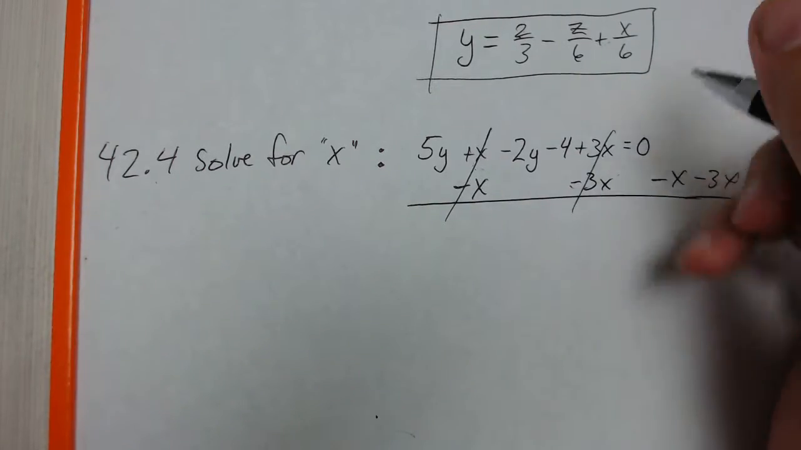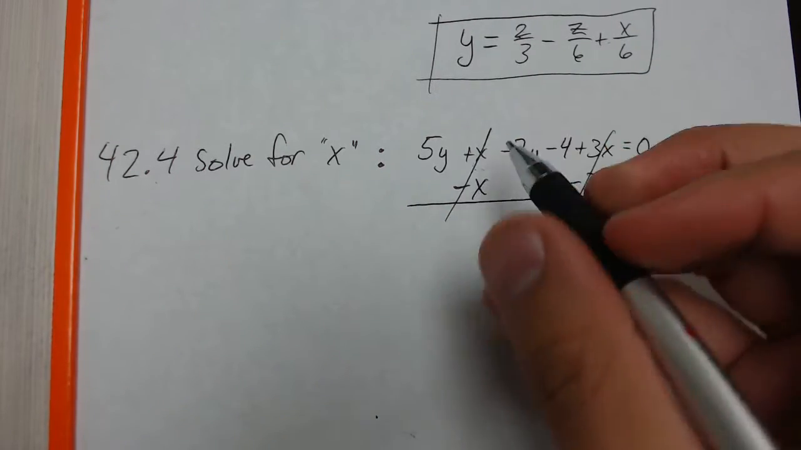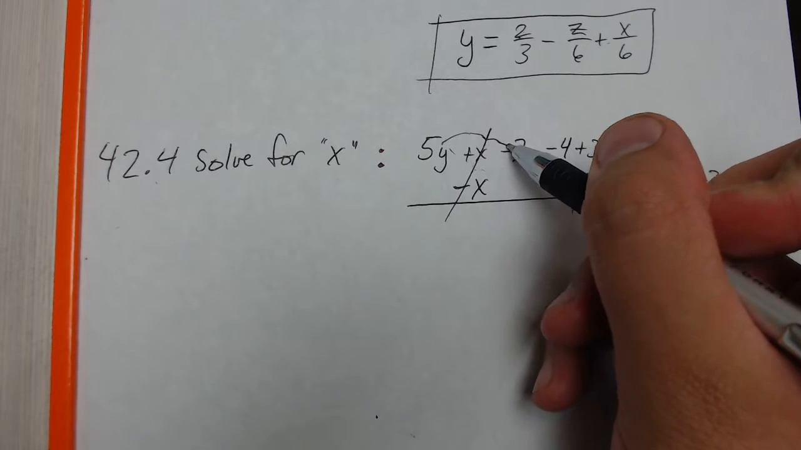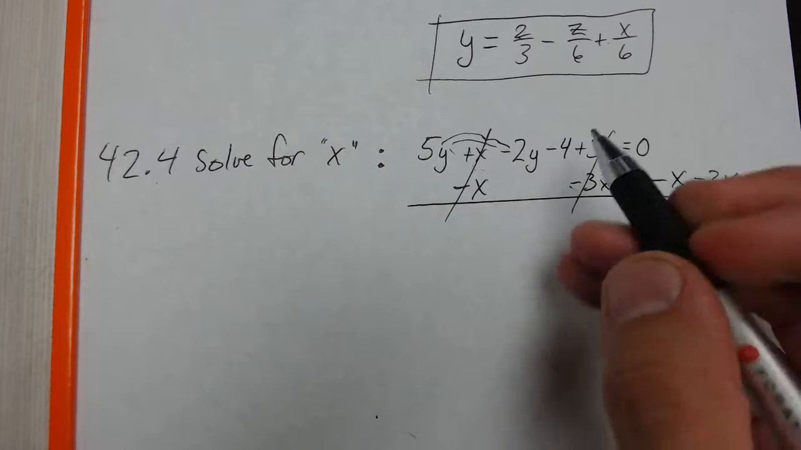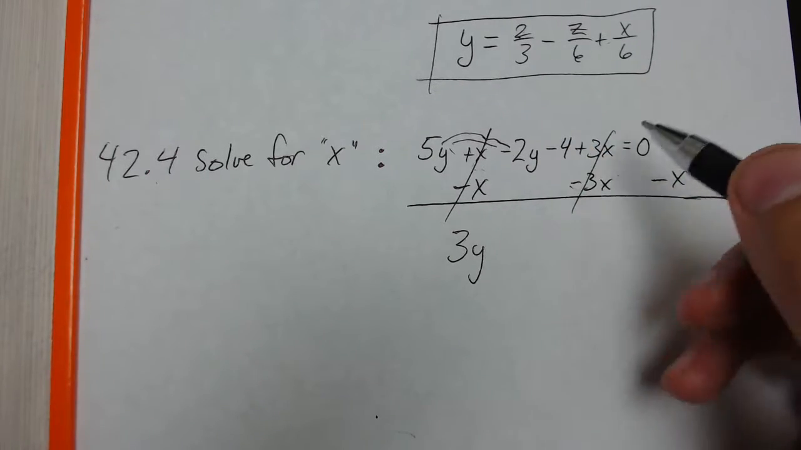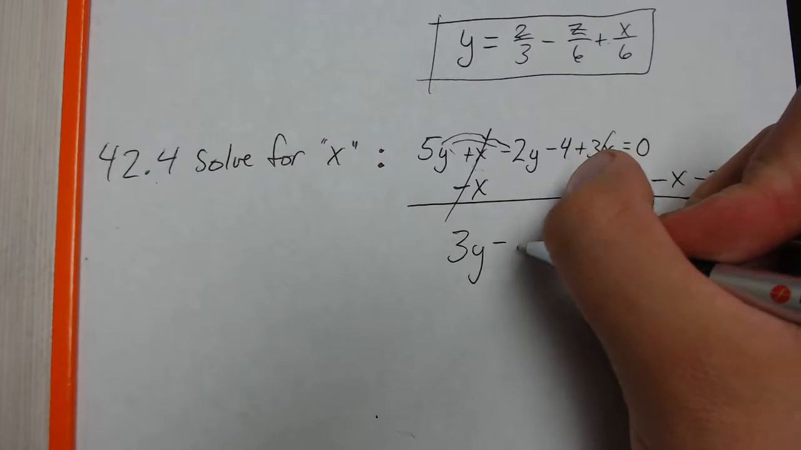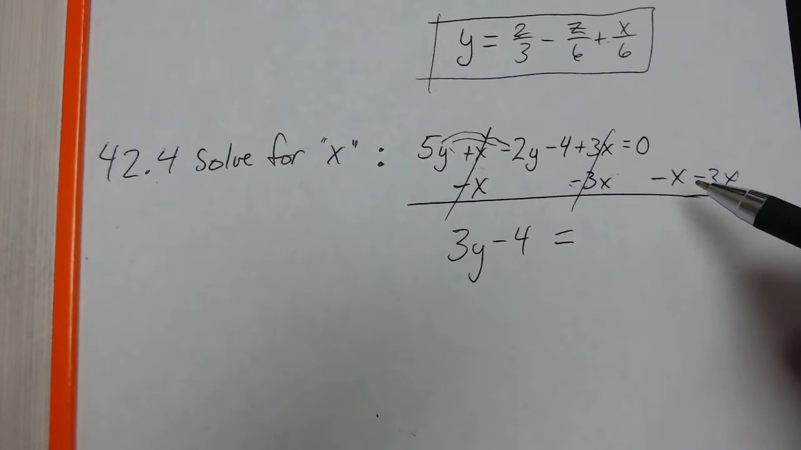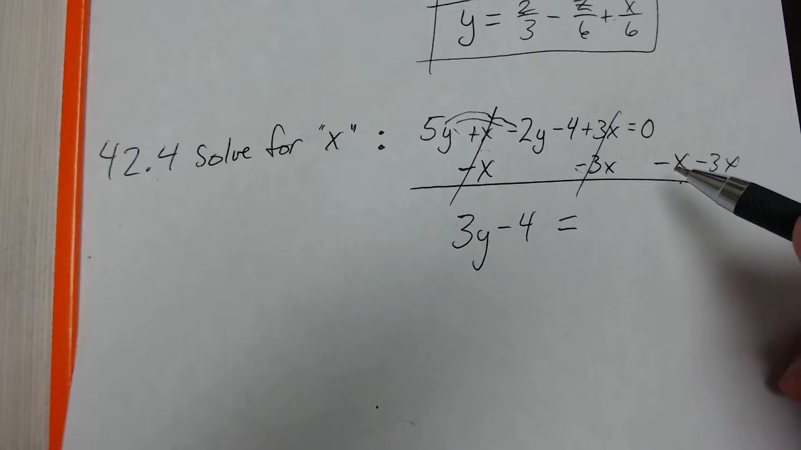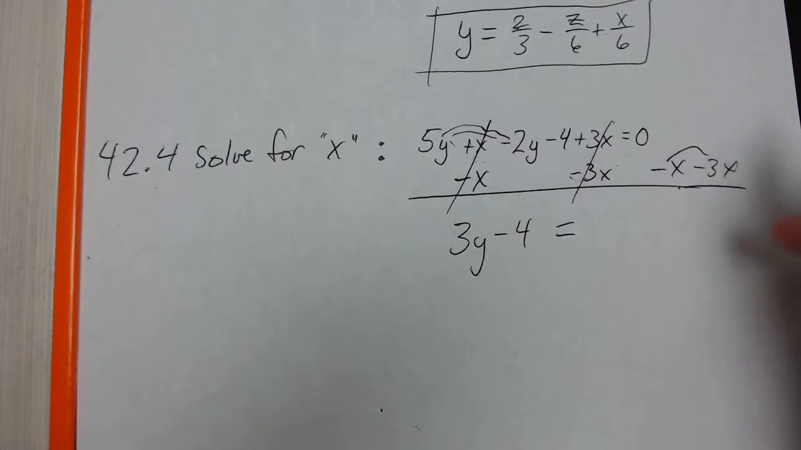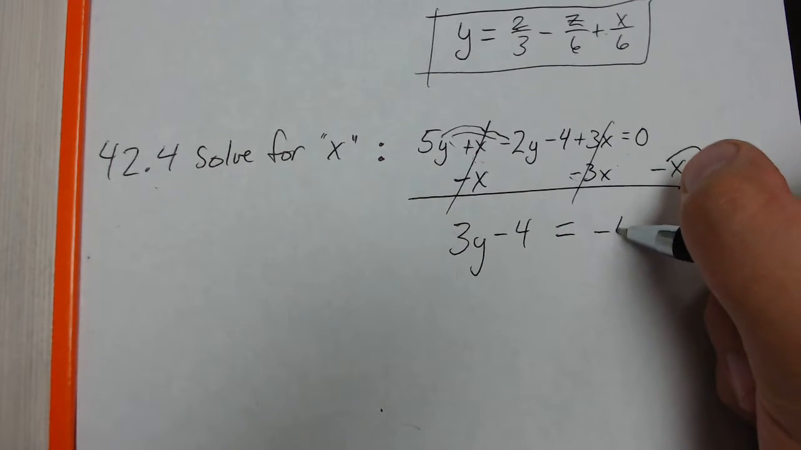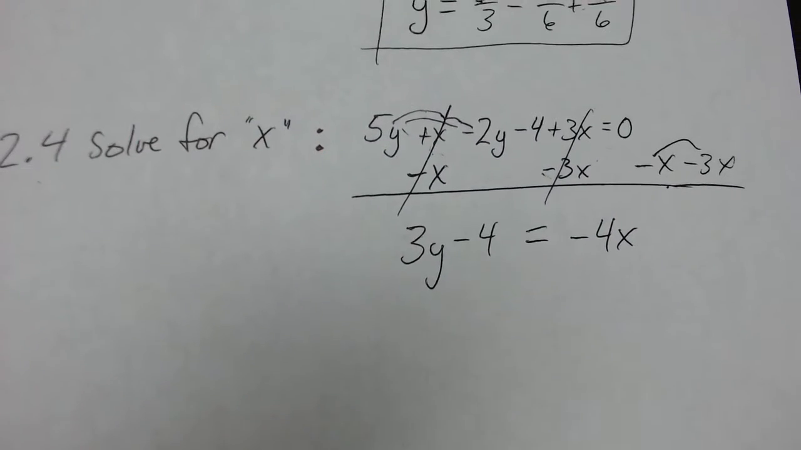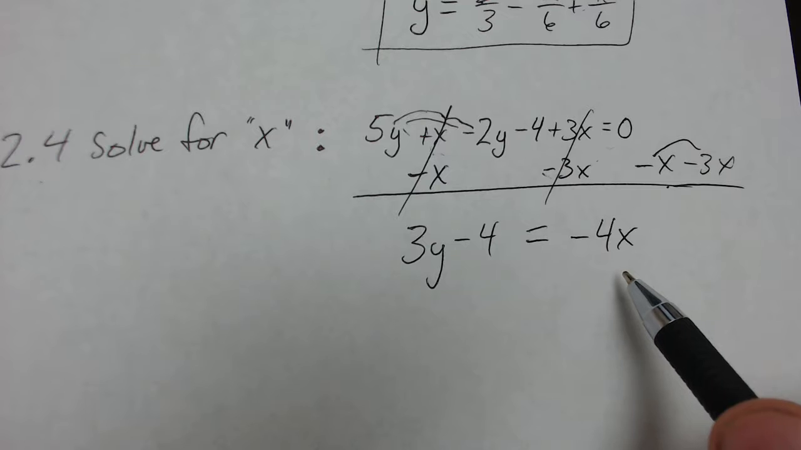Those will cancel. And then over here I have 5y minus 2y. I'm going to combine these like terms as I rewrite here. So 5y minus 2y is actually 3y, and then whole number 4 is just going to be written as negative 4. I then have my equal sign here. 0 minus x is negative x. Negative x minus 3x, those are like terms, they combine, and then we get negative 4x. Okay, so we're getting close here. We've got all the x's onto one side. We've combined some like terms.